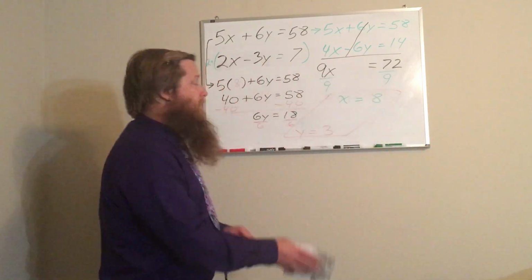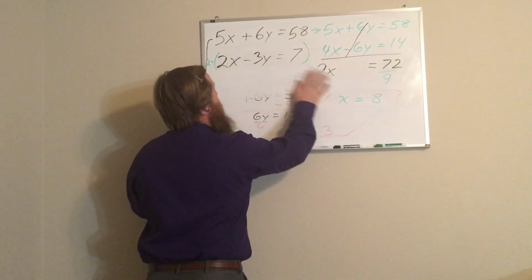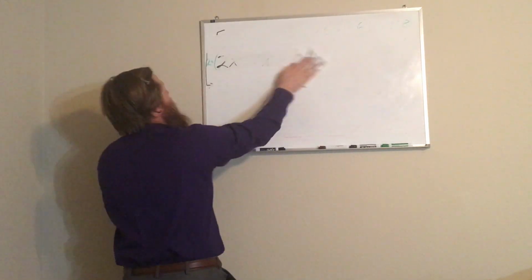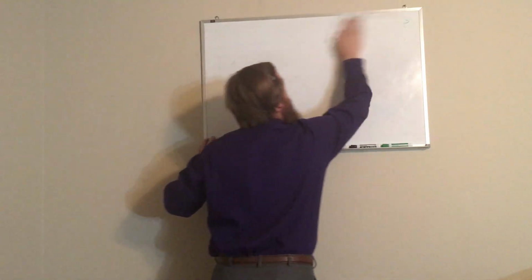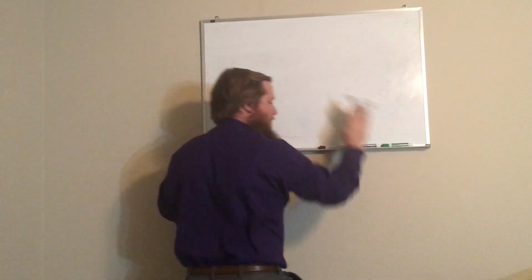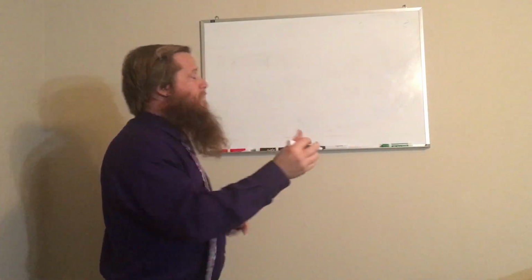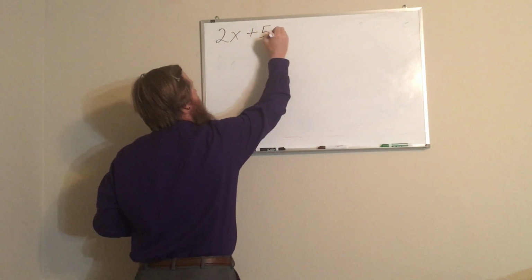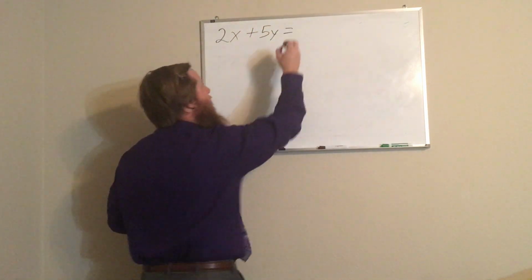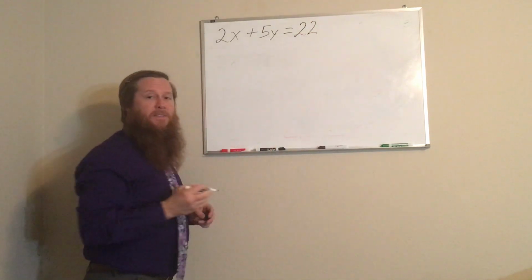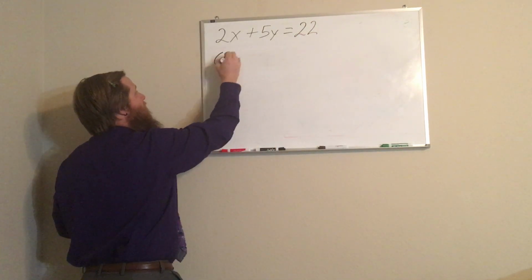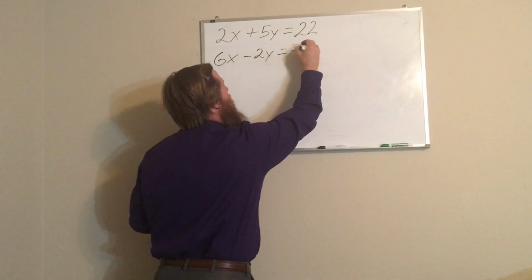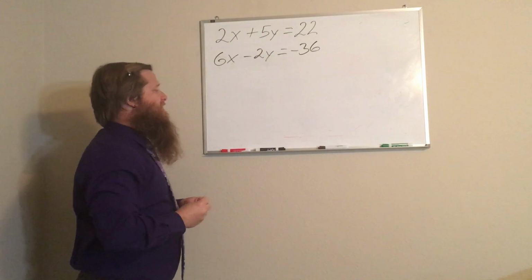What I'm going to do now is show you another example. It isn't much different than the first example, it's just a second chance to watch this process. Our second example, the first equation is going to say 2x plus 5y is equal to 22. And the second equation is going to say 6x minus 2y is equal to negative 36.